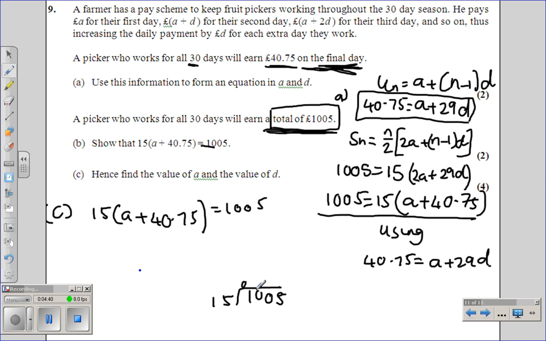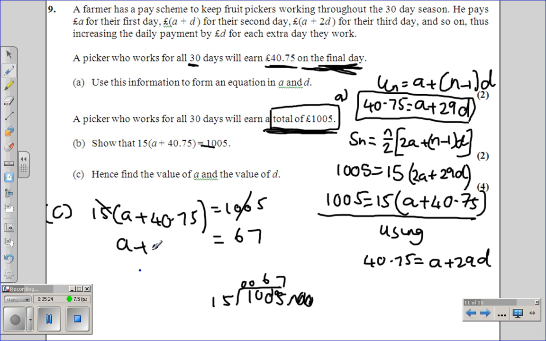15's into 1 doesn't go, 10 doesn't go. 15's into 100 is 6, because that makes 90. So that's a remainder of 10. And 15's into 105, I don't think that goes exactly. Put some zeros on. 15's into 105, 7, does it? Oh, I think it does. 7 times 15 is 105, so 7. Didn't need those zeros. So 67 times 15 must be 1005. So if we divide by 15, we get 67, and that goes.